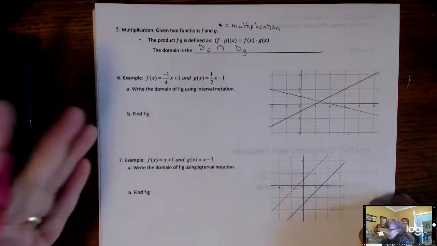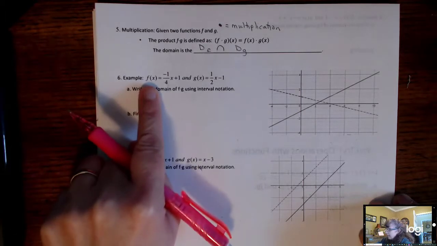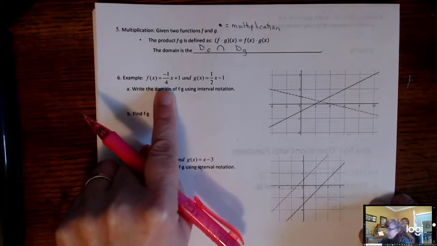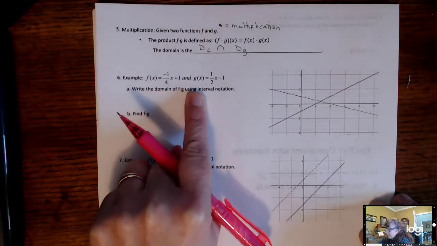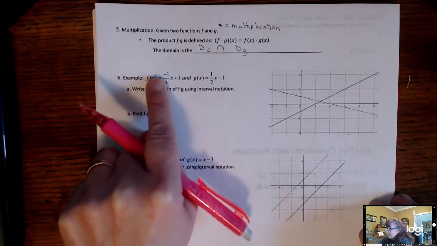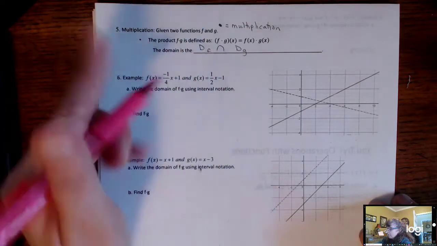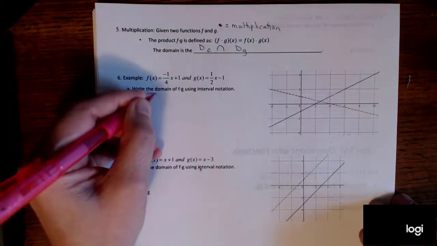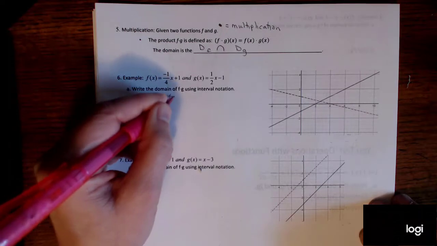Okay, so same examples. The line f of x equals negative 1/4 x plus 1 and g of x equals 1/2 x minus 1. We want to find the domain. Well, the domain of a line is all real numbers, and all real numbers, so this domain is the intersection, which is all real numbers.